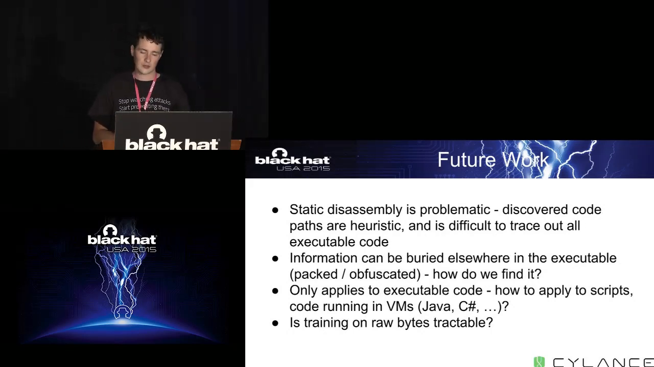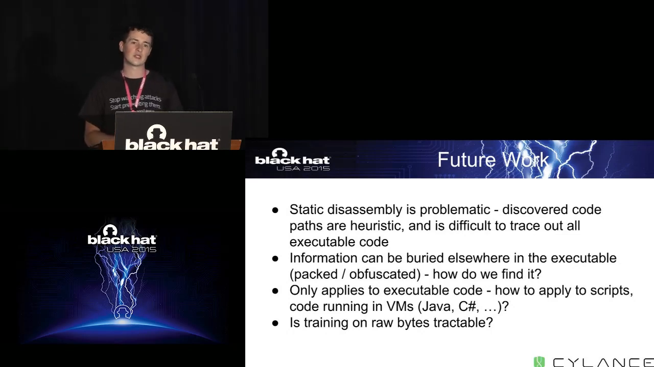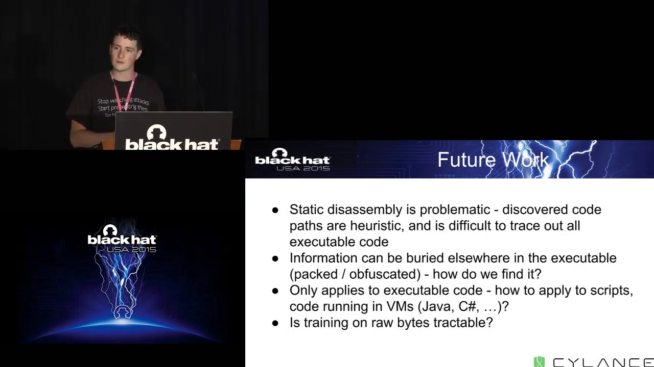Also, this model only really applies to executable code, so it would be really cool to come up with ways to apply this to scripts. I think it would also be interesting to start applying this model to code running in VMs. We could almost immediately start applying this model to Java, and to C#'s intermediate representation. And as long as you add enough input samples, this approach could probably work pretty well.